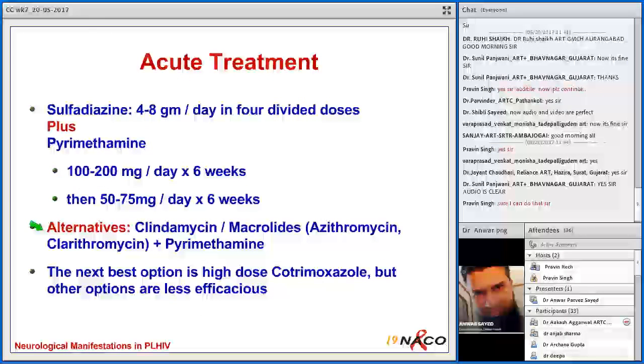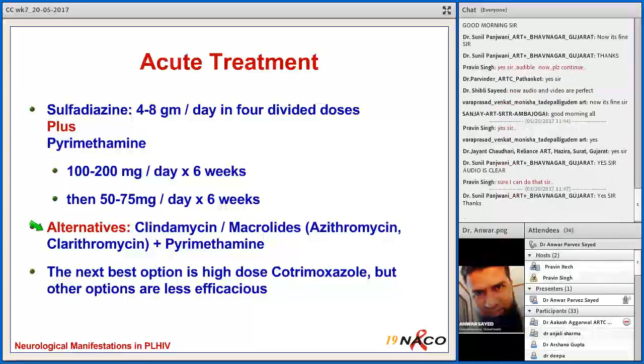I think I am able to see the slides now. So there can be an alternative along with sulfadiazine. We use pyrimethamine in the dose of 100 to 200 milligram per day for 6 weeks, and then 50 to 75 milligrams. The alternative, in case of sulfur allergy and all that, is clindamycin or a macrolide like azithromycin, clarithromycin. The best option is high dose cotrimoxazole, but other options are less efficacious.